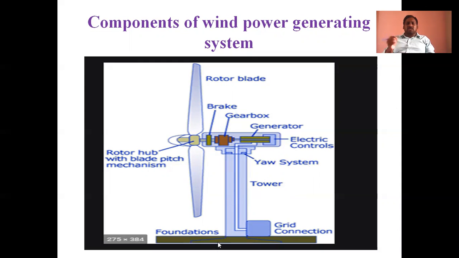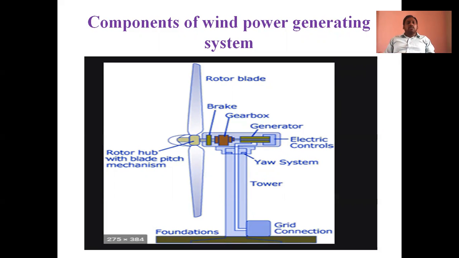We construct onshore, where earth is the base, and here we construct the wind power generating system offshore. Some other mechanism is there. Why? Because it is underwater. So here, after generating the electric power, this can be given to the grid. That's why here this is the grid connection.